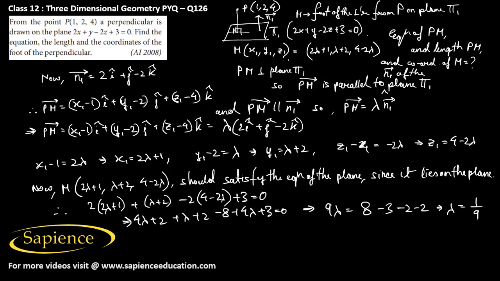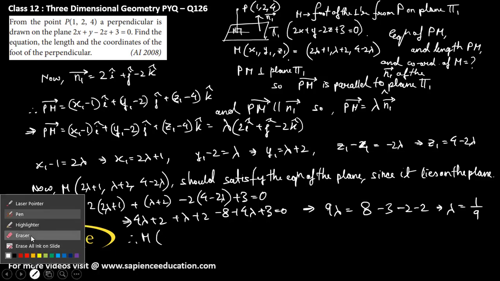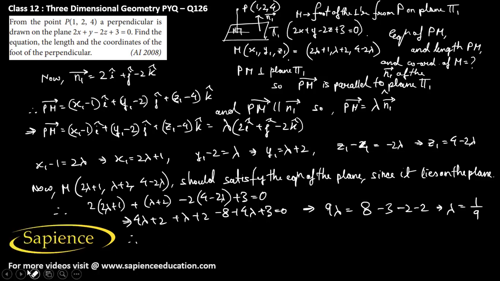So therefore, if we put lambda equal to 1 by 9 here, then we'll get the coordinates of the point M. Now the coordinates of the point M: 2 lambda plus 1. First we need to find their values. So 2 lambda plus 1 will be 2 by 9 plus 1, so this is 11 by 9. And lambda plus 2 is 1 by 9 plus 2, so that is 19 by 9.